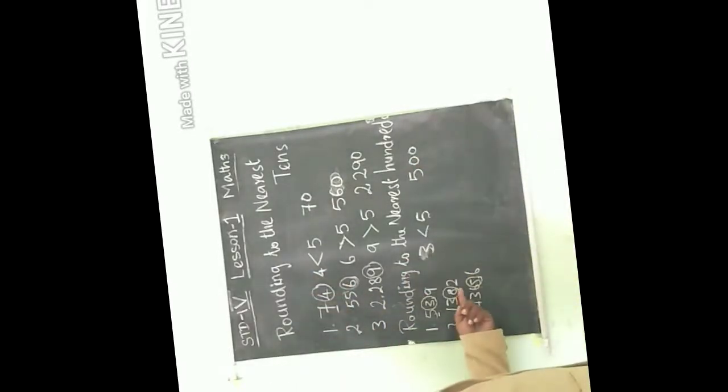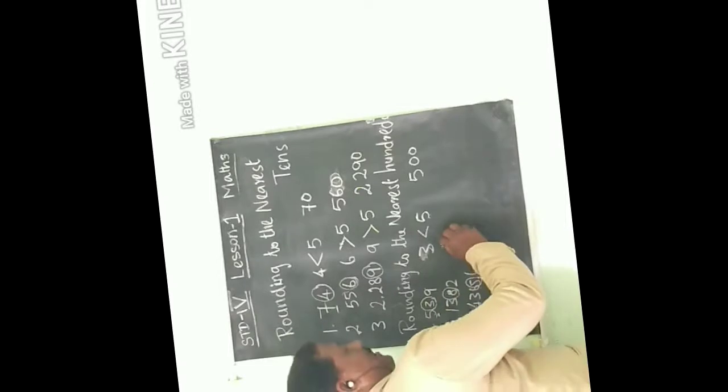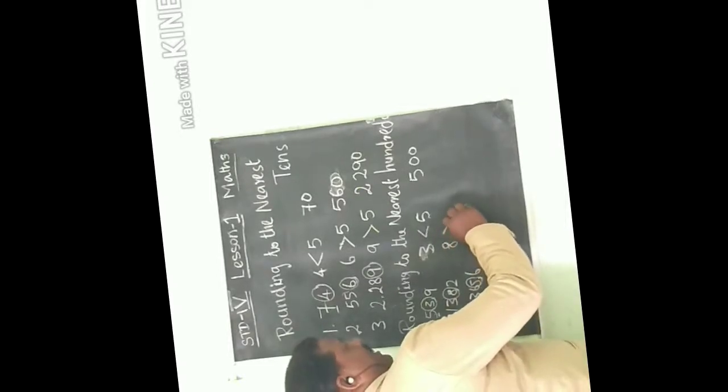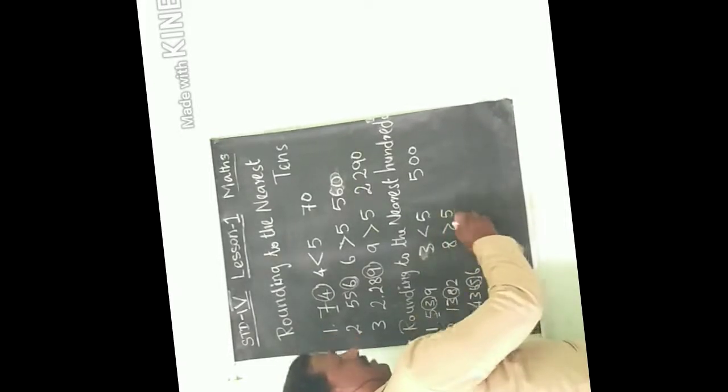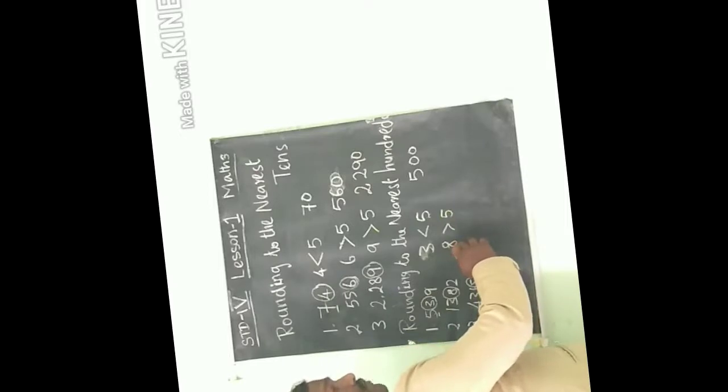Now nearest 100. This is 100. Nearest 100 is 8. Now we have to compare with 5. So it's greater than 5. Compared to 5, 8 is the biggest number.